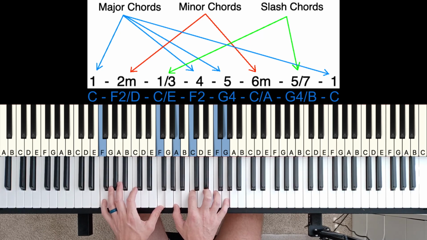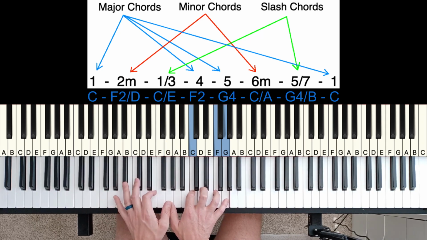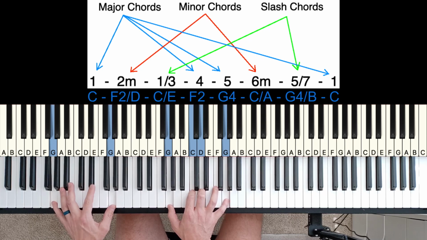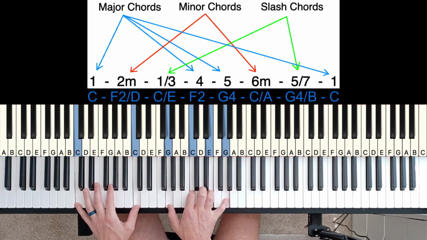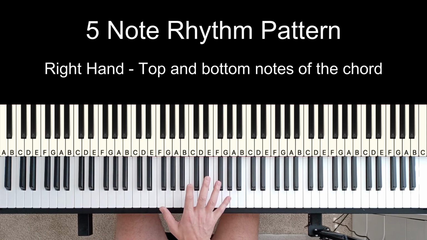And then if you play the chords with that, and then here's where we're going to jump down an octave because we run out of room because our fingers are going to overlap. Just like that. And then the rhythm with our right hand, we're using the top note and the bottom note of each chord that we play.